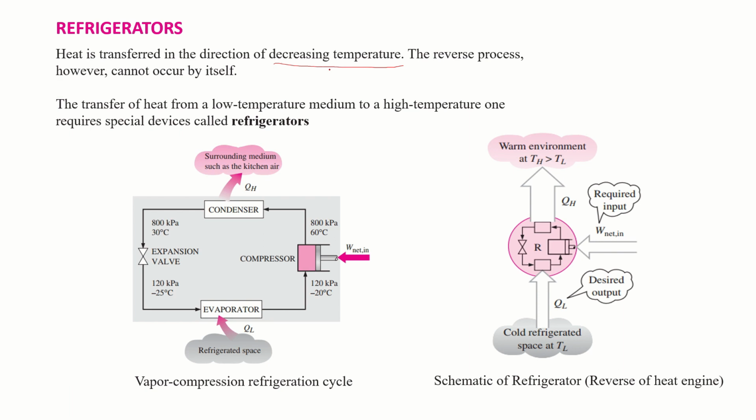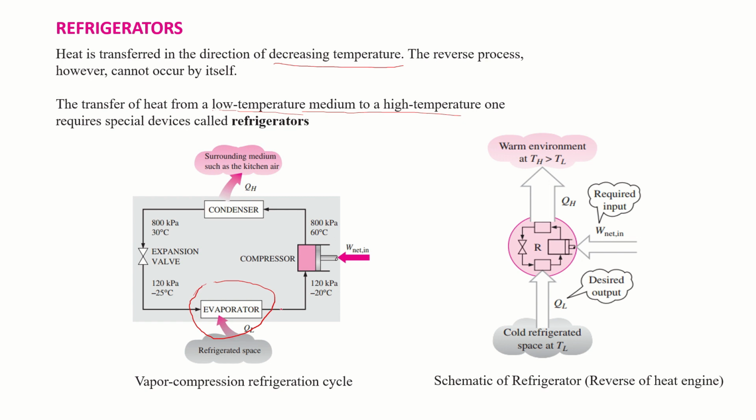In the case of a refrigerator, the heat is transferred from a lower temperature to a higher temperature. This is a reverse process and it cannot occur by itself. So we need an external work input to the refrigerator, which is given by a compressor. In the evaporator, the refrigerant is vaporized, which produces the cooling effect.